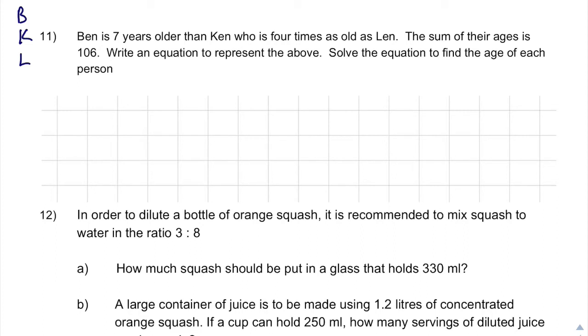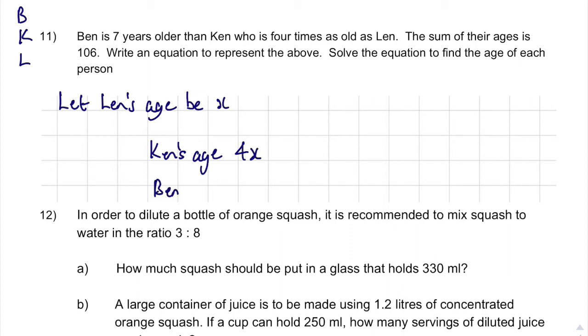So what I'll do here is I'll say, let Len's age be, I'll just use x. So Ken is 4 times as old as Len. So Ken's age, that will be 4x. And therefore Ben's age, well, he's Ken's age plus 7. So he is 4x plus 7.